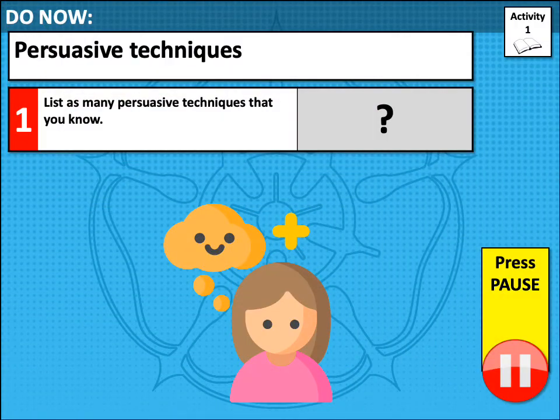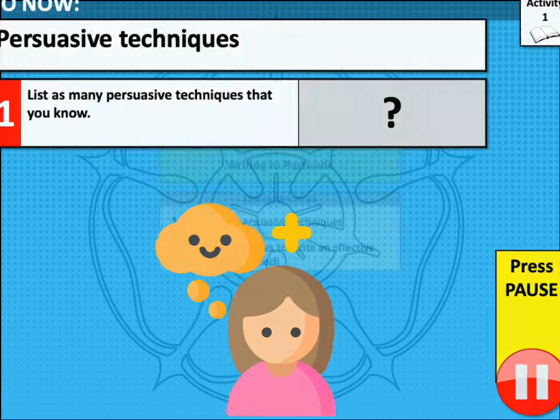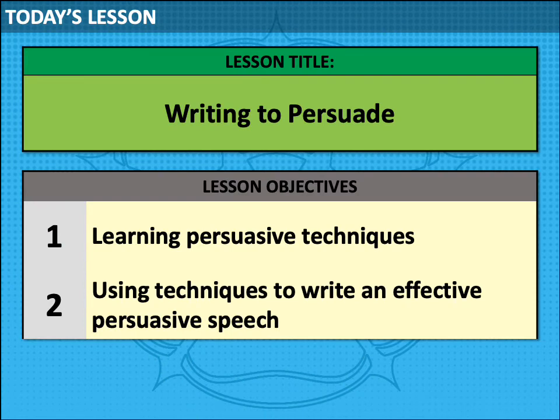Here's today's do now. List as many persuasive techniques that you know. Press pause when you're ready to do that, and unpause when you're ready to move on. Today's learning objective are to learn persuasive techniques and then to use those techniques to write an effective persuasive speech.